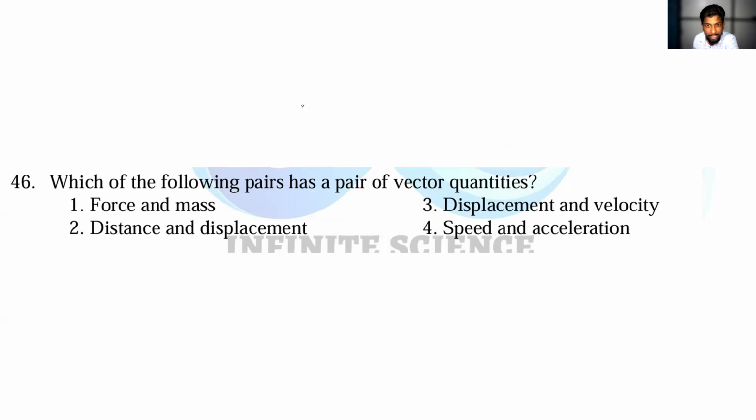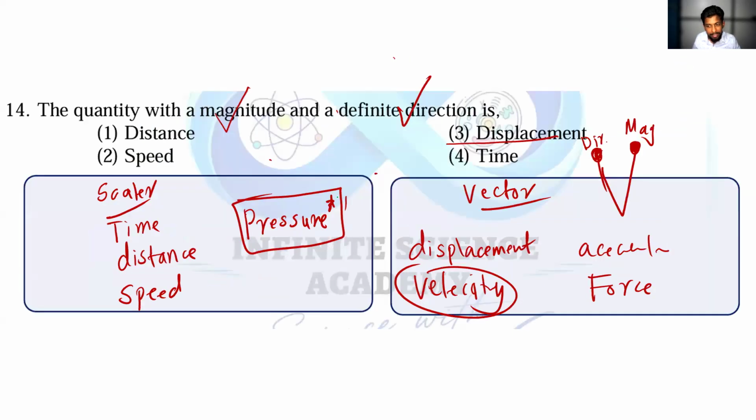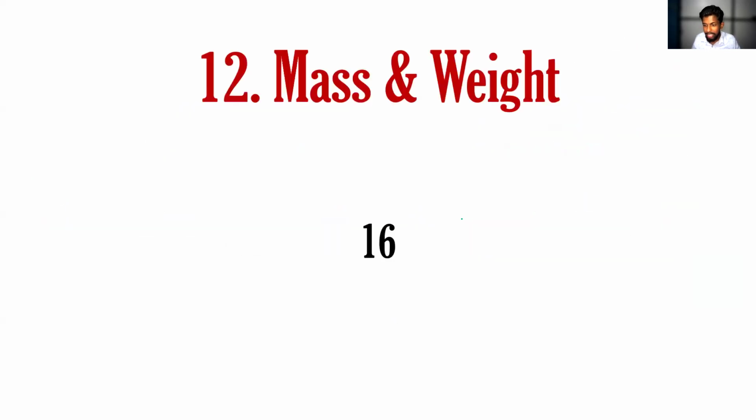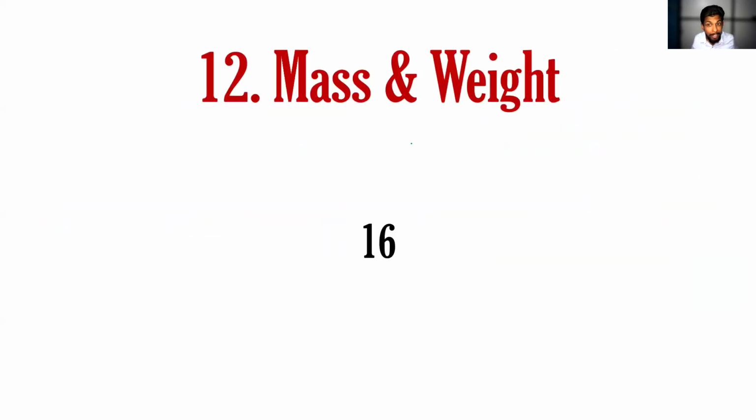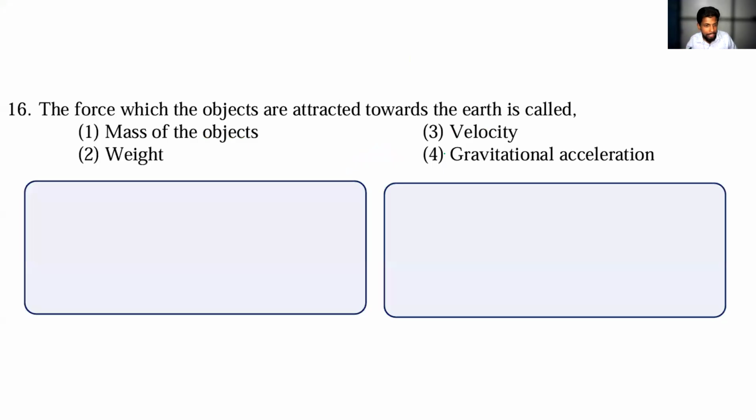You know, we have already written some examples. You may remember the example for scalar quantity and vector quantity: displacement and velocity. That is the answer. And the last one is regarding mass and weight. Zubair, you may remember at that time I told you there is a question to explain mass and weight. So I will be explaining that one.